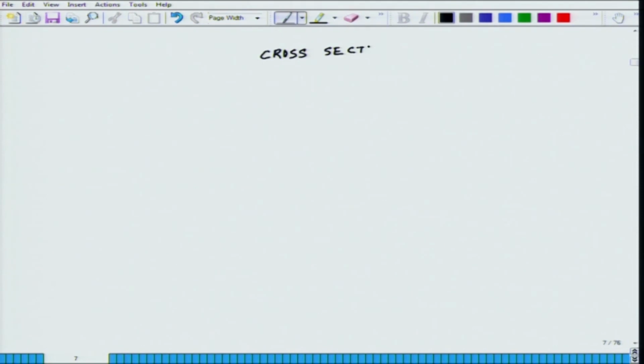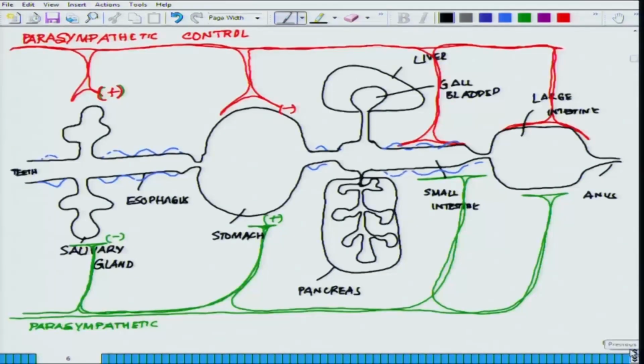So, the cross section is very interesting. It has multiple layers. Basically what I am trying to show you is this. What I am essentially drawing is the cross section of this.